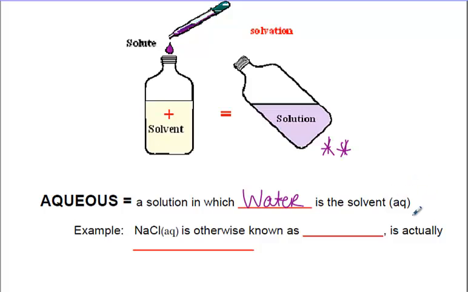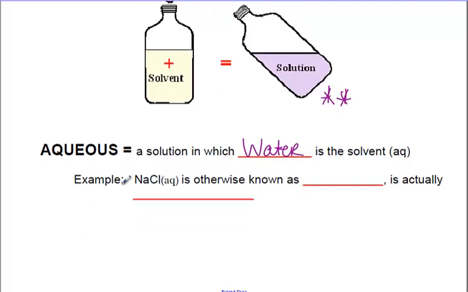Okay, and aqueous is a solution in which water is the solvent, water only. Okay, and then you see this symbol AQ, which we've talked about in class. So for example, sodium chloride aqueous solution is otherwise known as salt water and is actually Na+, the sodium ion, plus Cl-, the chloride ion, both in aqueous solution. So what happens is when we have salt water, the sodium ions and the chloride ions actually break apart and flow around freely in the water, and that's what makes it a conductor of electricity. I mean, not a great conductor, but it allows electricity to be conducted. Okay?